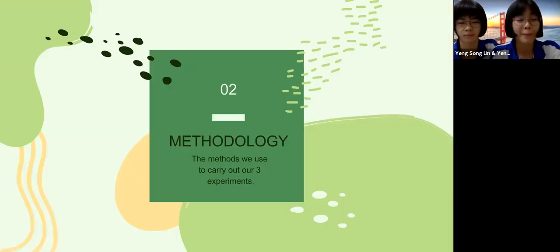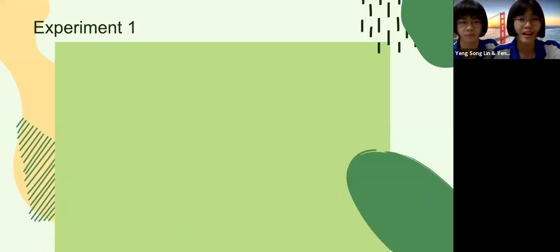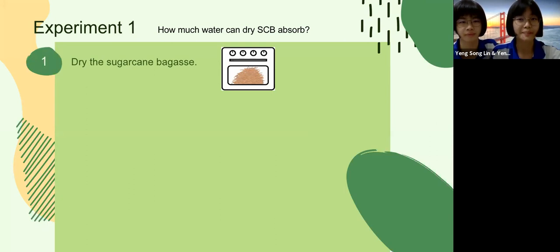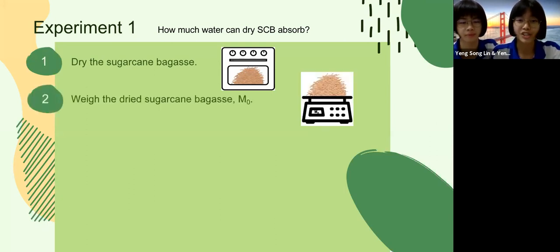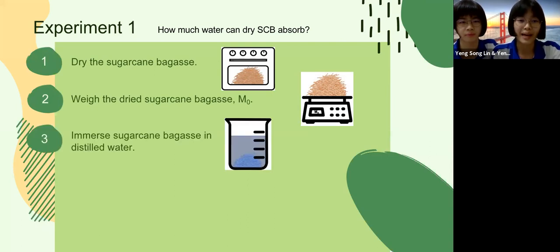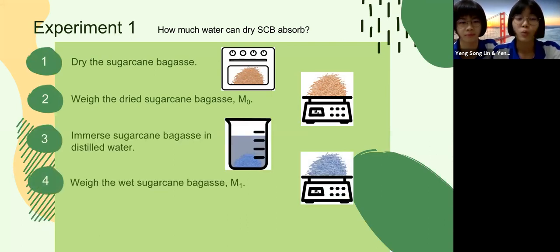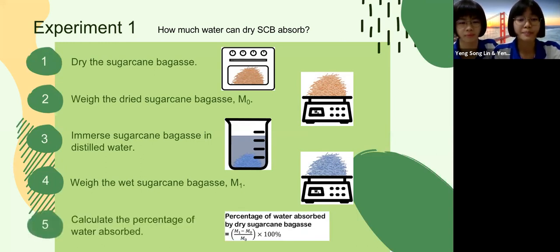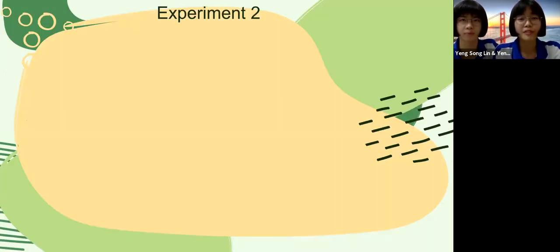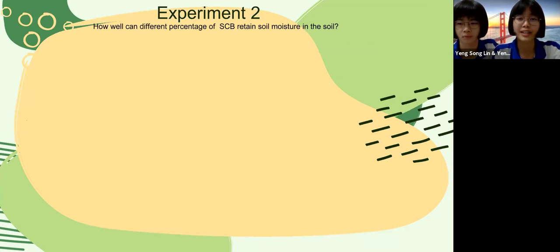Now, moving on to our methodology, which is the methods we use to carry out our 3 experiments. For the first experiment, we want to know how much water dry sugarcane bagasse can absorb. So, we dry the sugarcane bagasse, weigh the dry sugarcane bagasse, and soak it in water. Then, we weigh the wet sugarcane bagasse again, and finally, we calculate the percentage of water absorbed by the sugarcane bagasse.